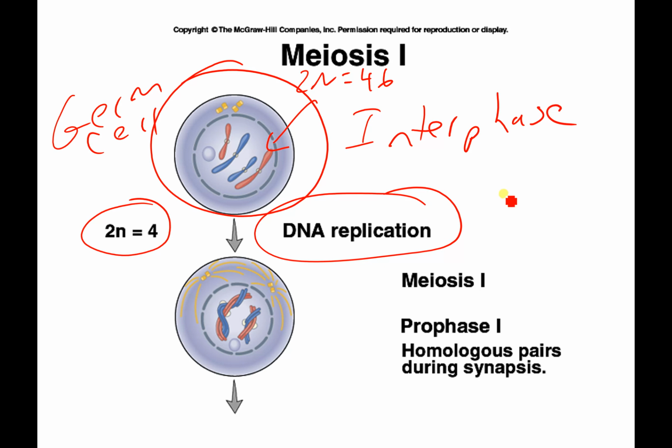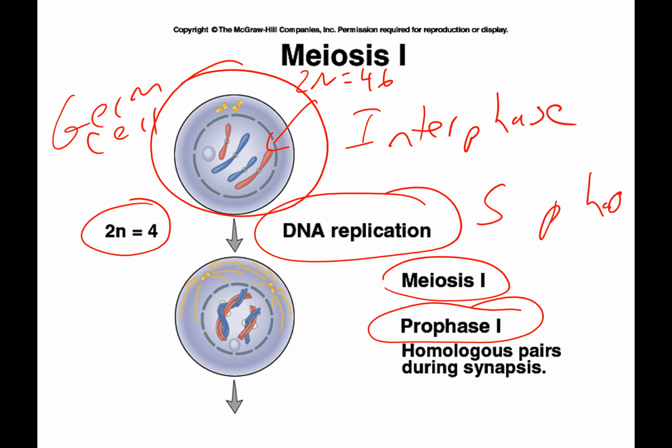DNA replication happens, so that's the S phase of interphase. And those chromosomes go from being single-stranded to being made of 2 chromatids each. And then we get meiosis 1 and prophase 1. Remember, in prophase 1, the nuclear envelope disintegrates, the spindle fibers are formed by the centrosomes, the DNA starts to become visible, and the homologous chromosomes synapse. They join together. In this picture, different colors are used to show you that one of each pair comes from each of your 2 parents.